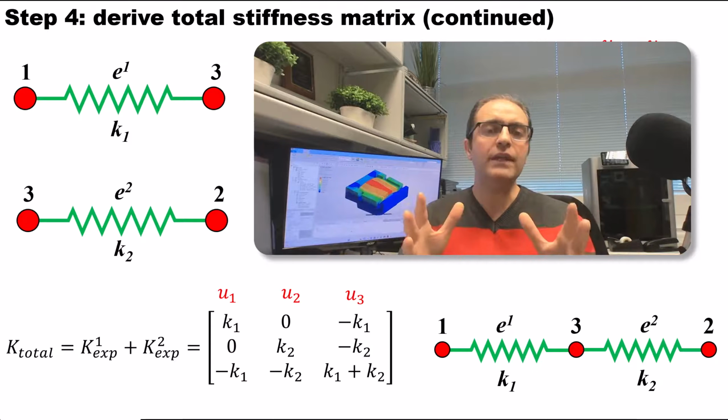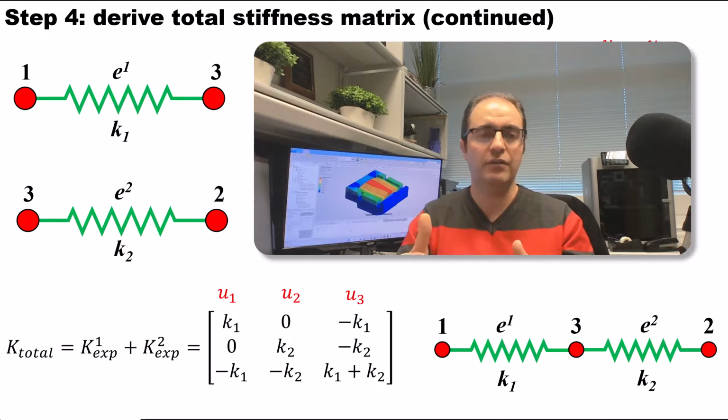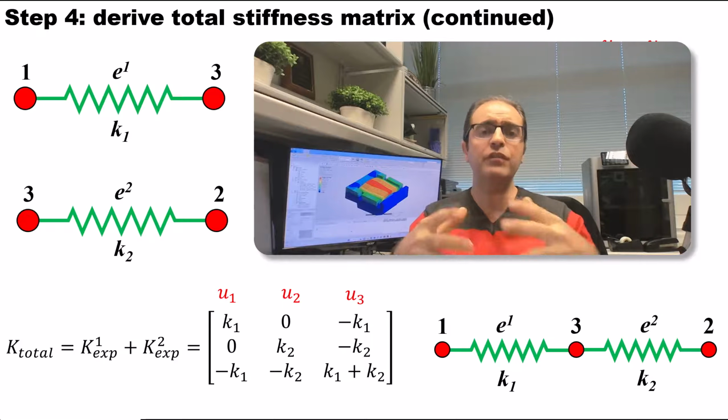Now that we have K total, we should take a look at some of the characteristics of this stiffness matrix. If you take a look at this matrix, you can see that it's symmetric.